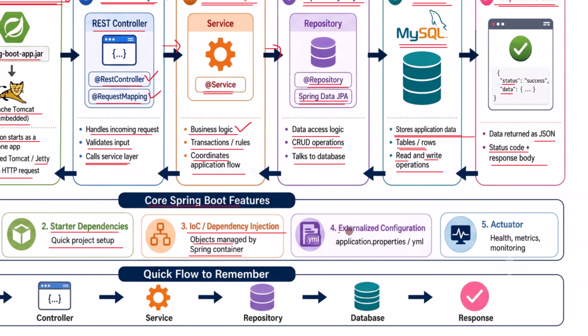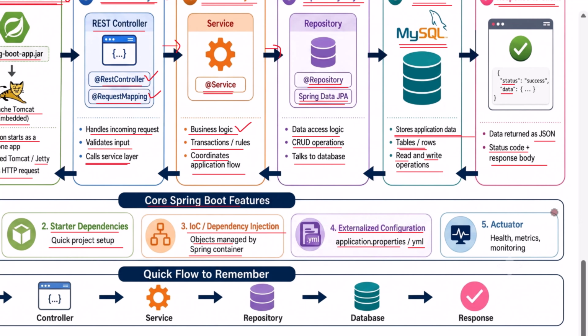The fourth feature is externalized configuration. Spring Boot allows us to keep configuration outside the Java source code. We can use an application.properties file or an application.yml file. We can configure properties such as the application port, database URL, username, password, logging levels, and other application settings. Externalized configuration allows the same application code to run in different environments with different settings.